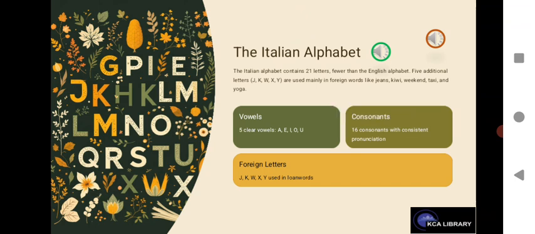Let's begin with the Italian alphabet. The Italian alphabet consists of 21 letters, which is fewer than the English alphabet. An additional 5 letters, J, K, W, X, and Y, appear mainly in foreign words such as jeans, kiwi, weekend, taxi, and yoga. Italian has 16 consonants, each pronounced consistently, and 5 vowels, A, E, I, O, U, which are always pronounced clearly. The extra letters, J, K, W, X, Y, are used primarily in loan words from other languages.